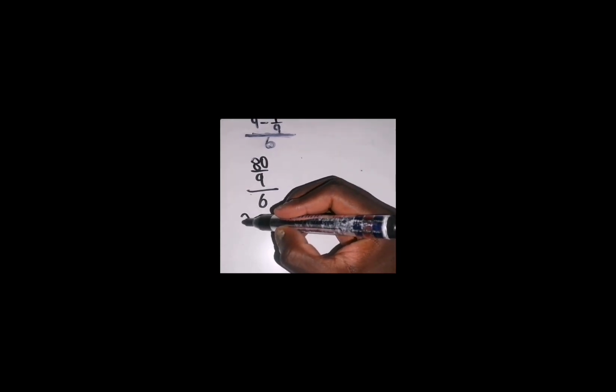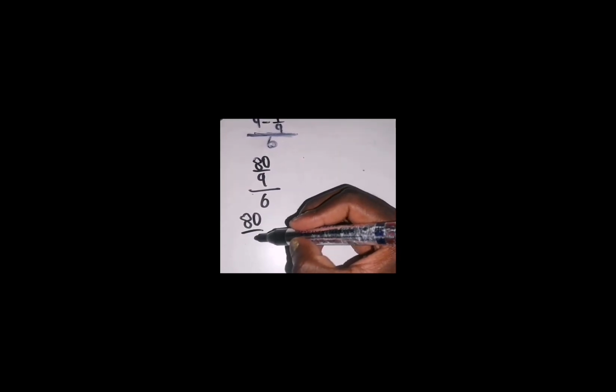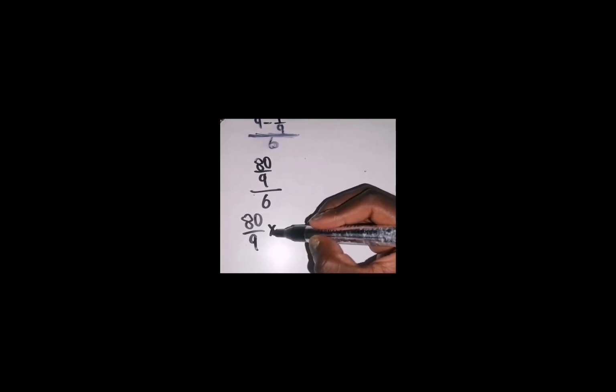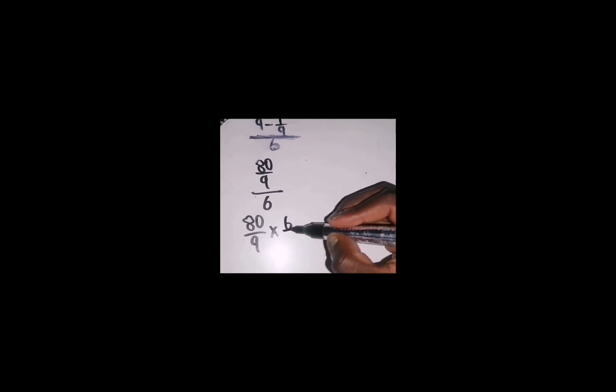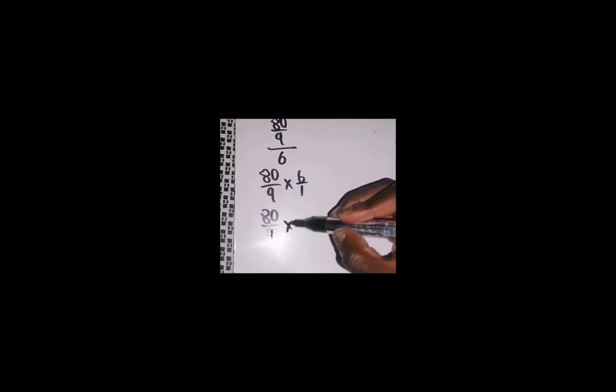So from here you're going to turn this division sign, which is the fraction, into a multiplication sign so that you're able to multiply, and for the denominator you will use the reciprocal. 6 can be expressed as a fraction, so we'll express 6 as 6 over 1. Now we're going to have 80 over 9, which will be multiplied by 6 over 1, but you have to use the opposite of 6 over 1. So in the next step we'll have 80 over 9, multiplied by 1 over 6.